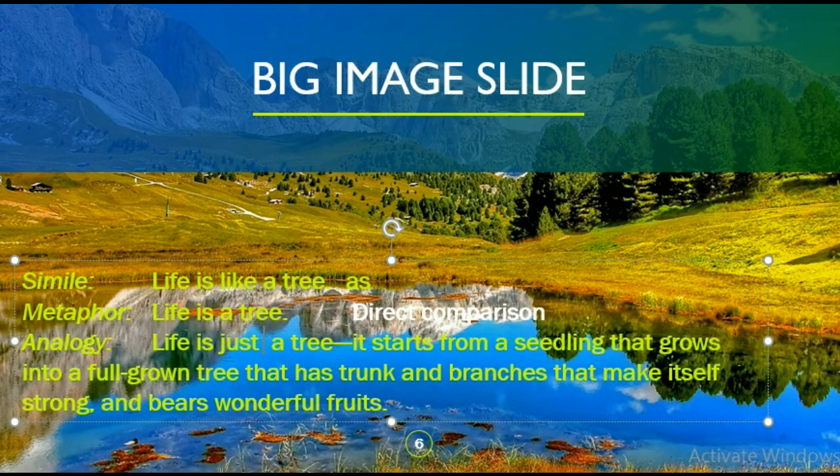But take a look at the next statement. The next statement goes like this. It starts from a seedling that grows into a full-grown tree that has strength and branches that make itself strong and bear wonderful fruits. So, what do you notice about analogy? A while ago, you were able to differentiate simile to metaphor. But take a look at simile, metaphor, and analogy. What is the big difference between the three?